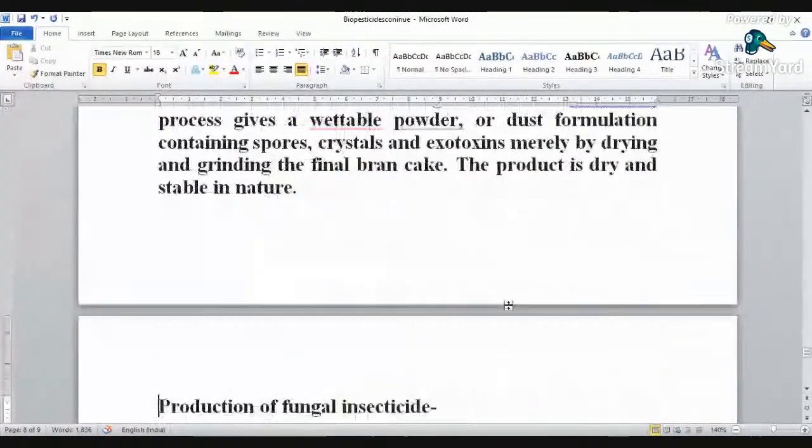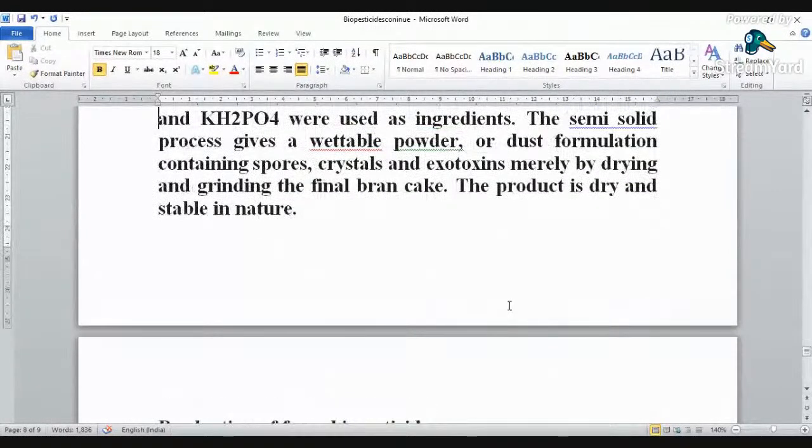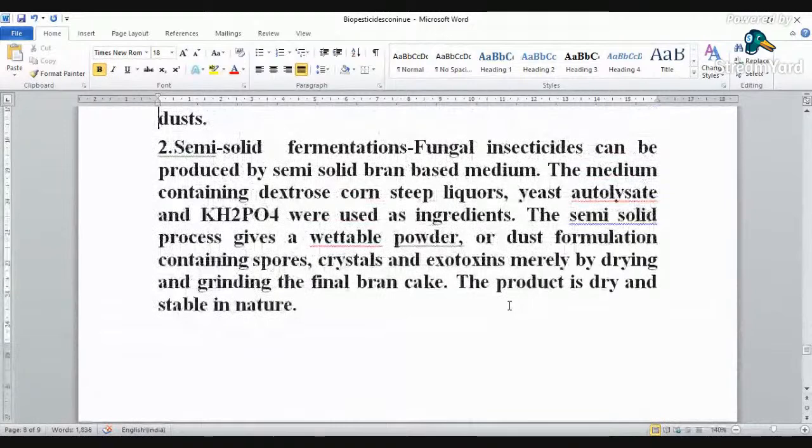Then semi solid fermentation. Fungal insecticides can be produced by semi solid fermentation. Mainly, bacterial insecticides can be produced by submerged fermentation, while fungal insecticides can be produced by semi solid fermentation technology using bran in the medium. Bran based medium means it contains rice bran or corn bran, and this bran based medium is used for the semi solid fermentation of fungal insecticides.